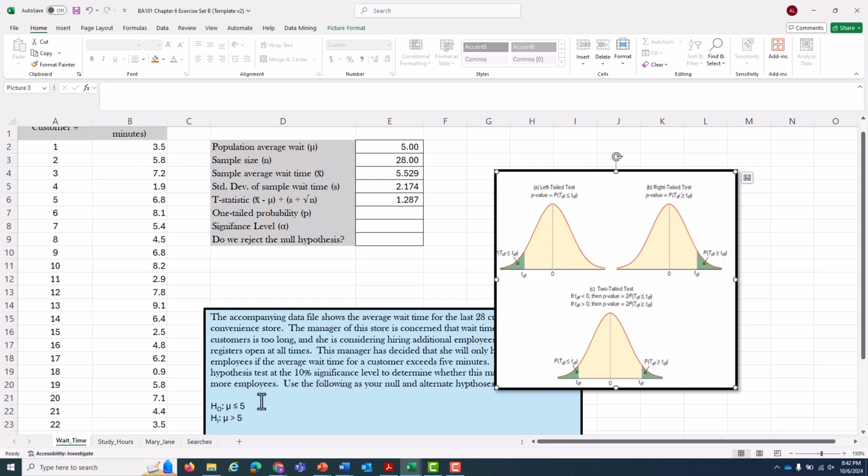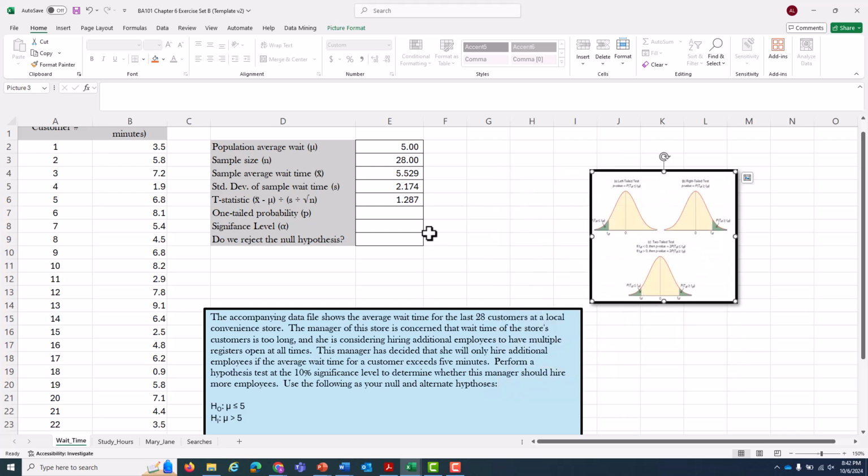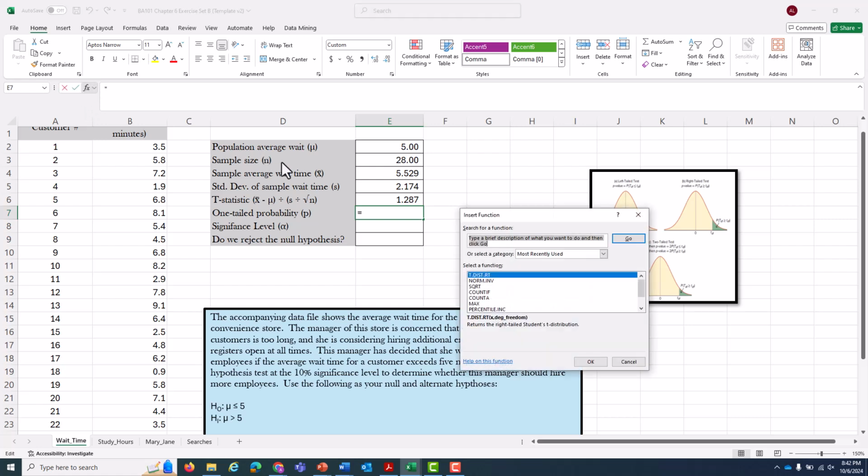But for us, our alternate hypothesis is that the average wait time of all customers that come in the store is now exceeding 5 minutes. We want to test for the probability above. We want a right-tailed test. So let me shrink that back down. I'm going to go back into my cell over here, back in the insert function, type in T.DIST one more time, hit go, and I know now, since my alternate hypothesis is a greater than, I want to use the right-tailed test. I'm going to hit OK.